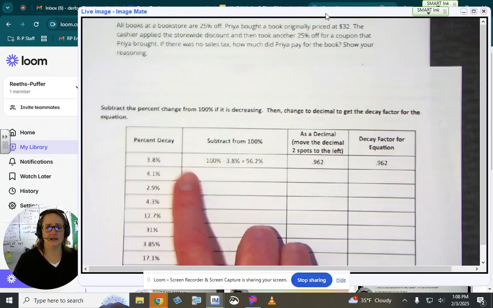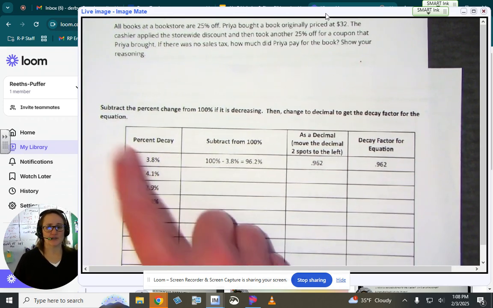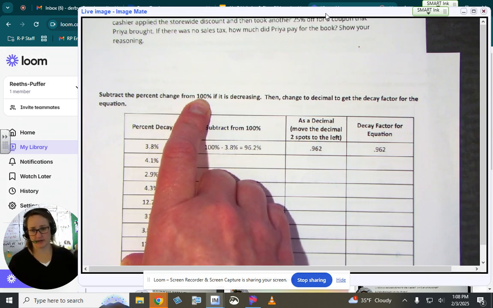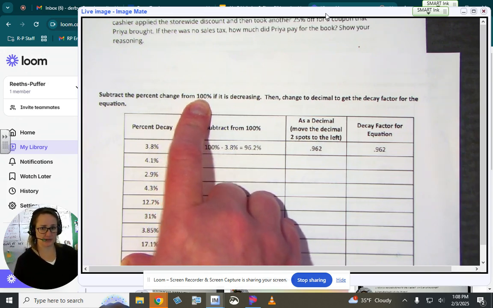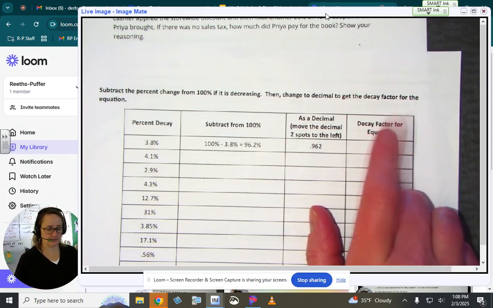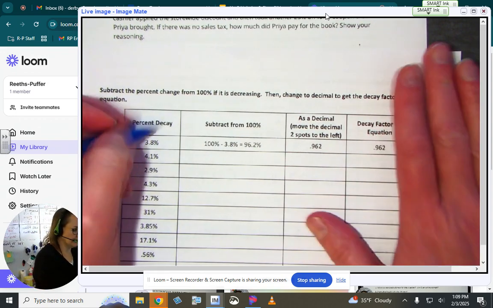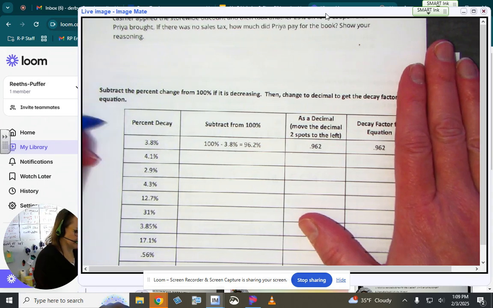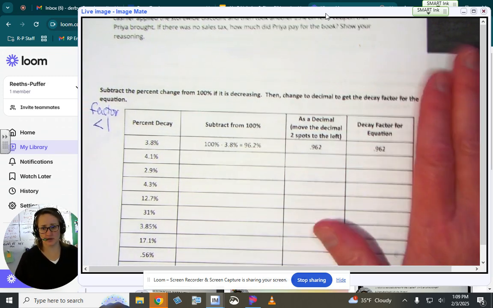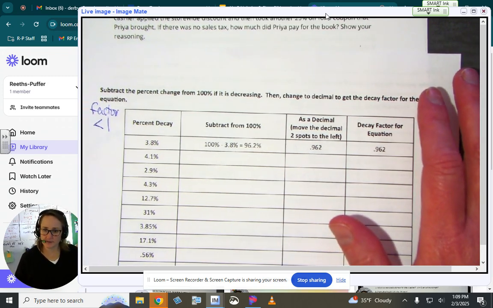On the back side is the percent decay. So it's telling us we're going to subtract the percent change from 100. Remember, if it's losing value, we always want to think about how much does it keep to write in our equation. Okay, so our percent decay is going to be a factor that's less than 1 to show that it's going down. It's losing value.